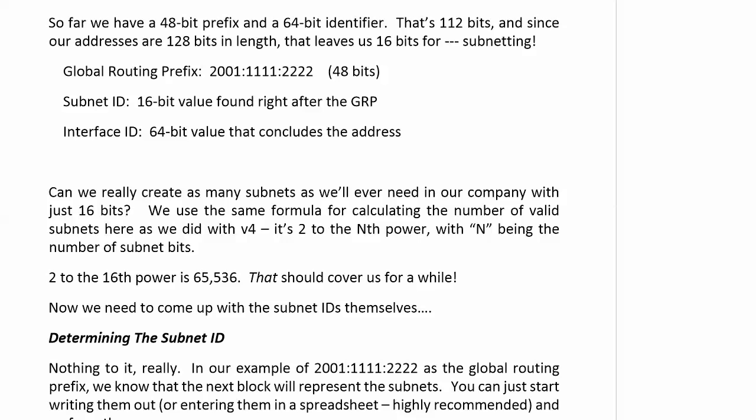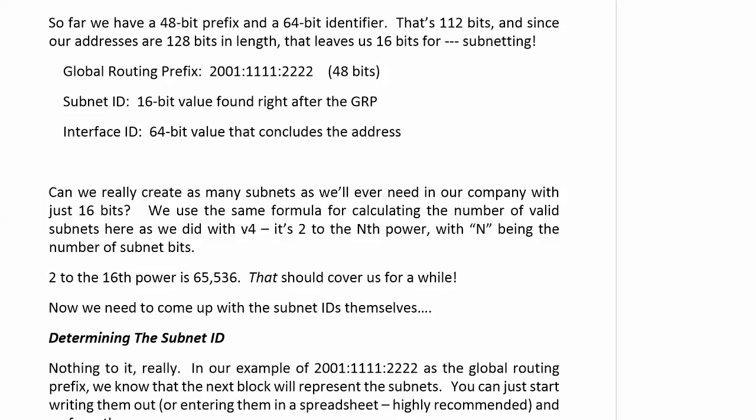Now, we were told one of the many things we're promised with version 6 is that we're going to have as many subnets as we could ever want. And you think, well, is that really possible with just 16 bits? But we use the same formula for calculating the number of valid subnets. It's 2 to the nth power, with n being the number of subnet bits. And 2 to the 16th power is 65,536. That ought to cover us for a while. I think that's enough subnets for our company.